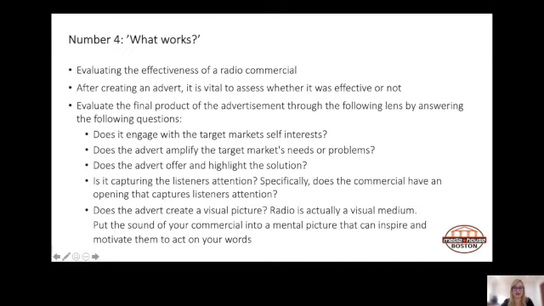Then, does the advert create a visual picture? Radio is actually a very visual medium. This means that listeners convert the sound of your commercial into a mental picture that can inspire and motivate them to act upon your words. Does the story flow naturally and easily?